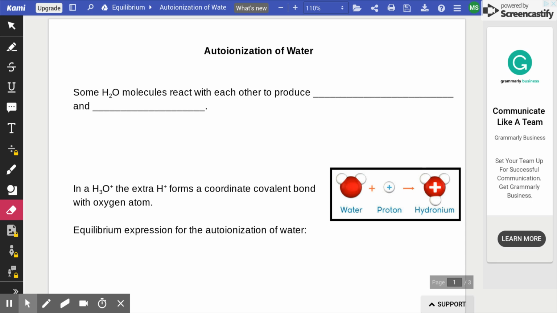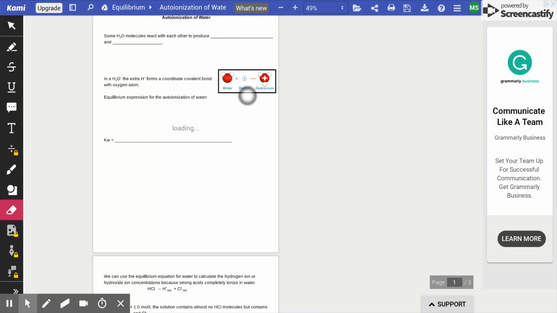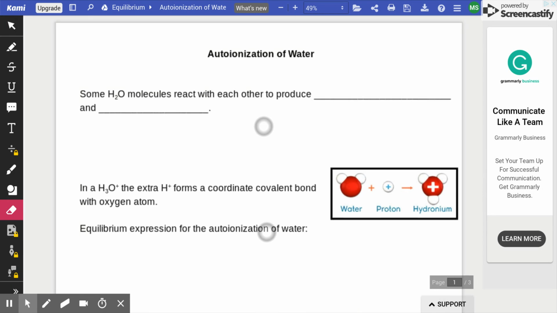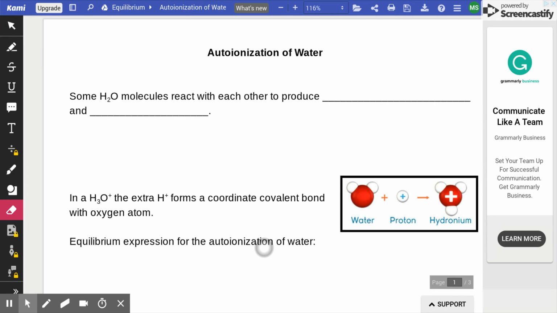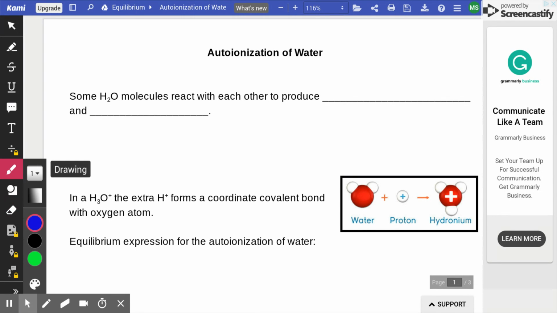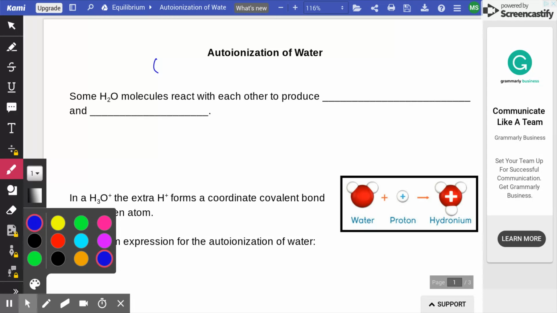In this lesson, we're looking at the autoionization of water. And to do that, you're going to want a copy of this handout. It's 3 pages long. So the autoionization of water is basically just when our water ionizes itself.